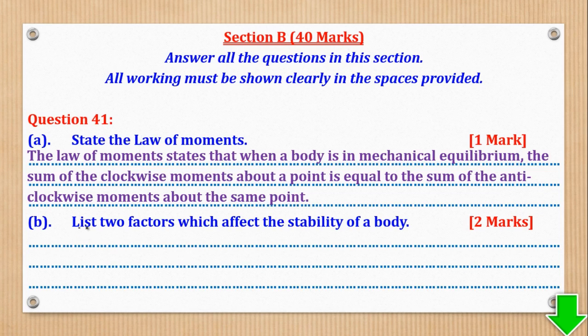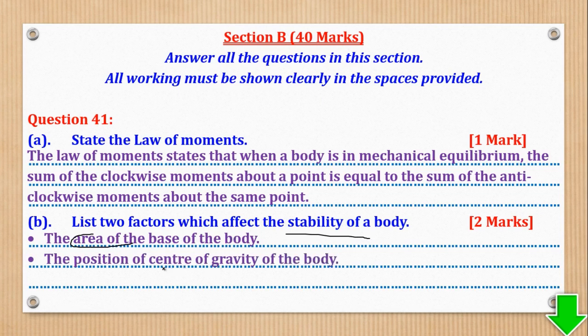Part B says list 2 factors which affect the stability of a body. So one will be the area of the base of the body. When the area of the base is large, stability increases. When it is small, stability reduces. Then the position of the center of gravity of the body. When the center of gravity is raised, the stability reduces. And when the center of gravity is lowered, stability increases. And that's how the marks would be got.